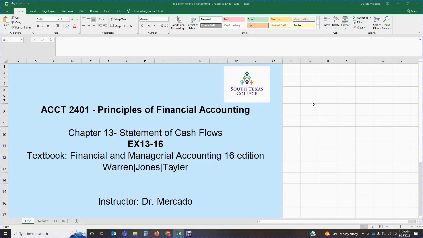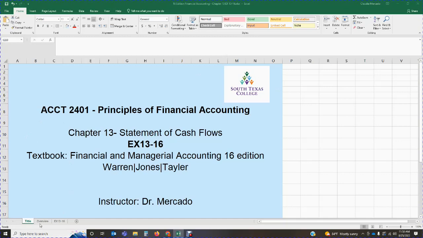And in this lecture, we are going to continue covering Chapter 13, which deals with the statement of cash flows. In this particular lecture, we are going to be covering Exercise 13-16, which basically deals with the problem in preparing the operating activity section of the statement of cash flow. So we're going to only be focused on one of the sections, which is, in my opinion, the more complex section of the statement of cash flows that we must prepare.